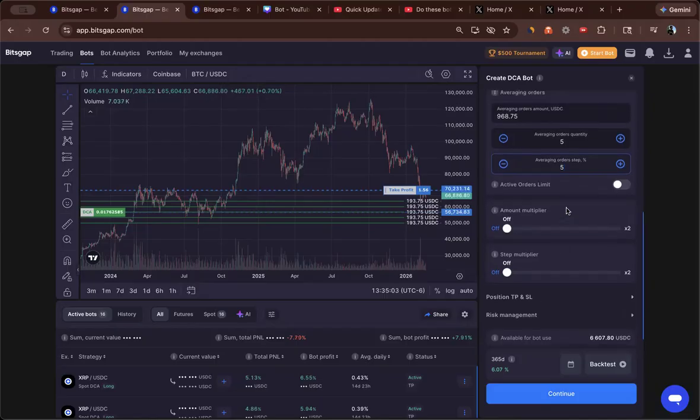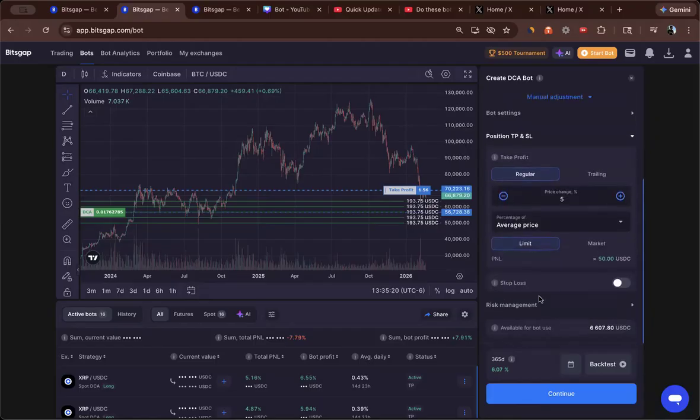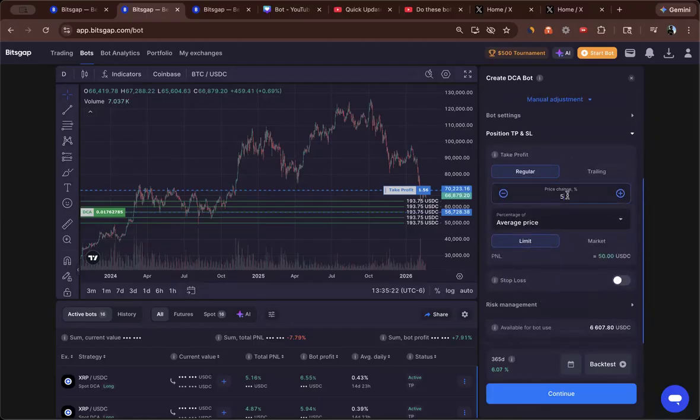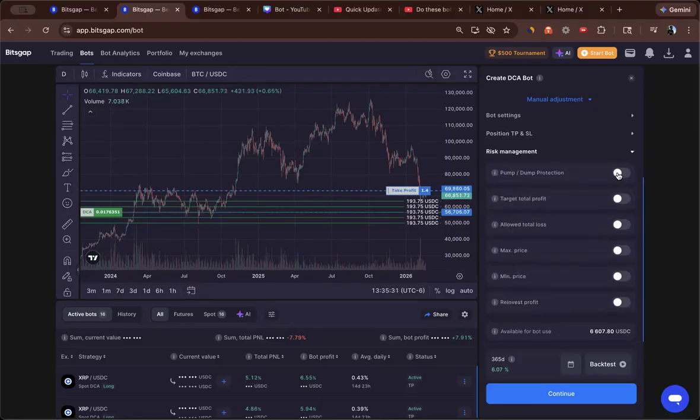But okay, so just to revisit the settings that I was using on the exchanges a month ago, it's the same here, 5 and 5, and then the amount multiplier is off, step multiplier is always off. And then our take profit I had at 4.5 on Coinbase for this setting. And then as always, our risk management and our pump dump protection is off.